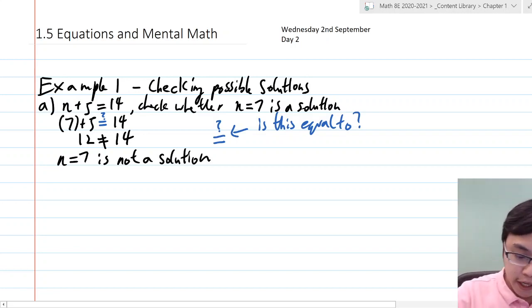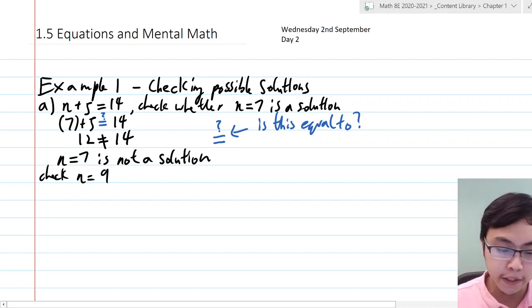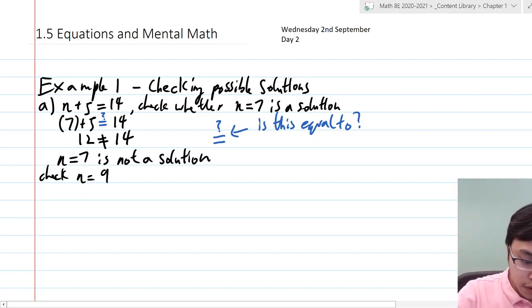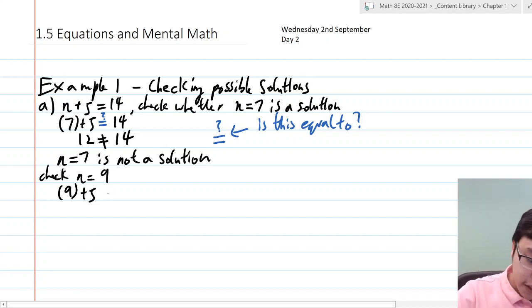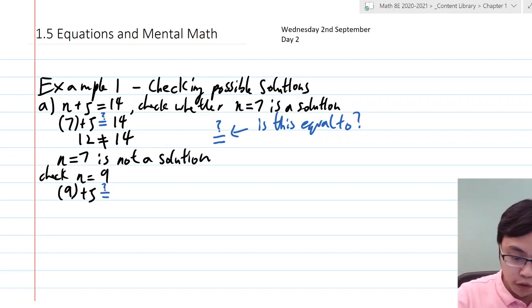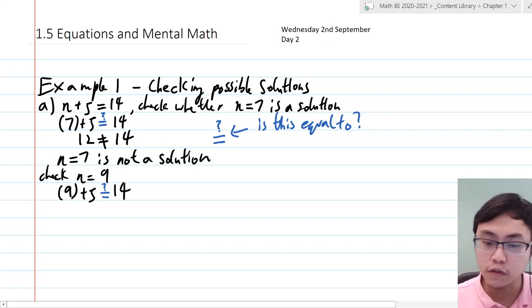So now we want to check for n equals 9. What are we going to do? We first substitute in 9 here, 9 plus 5, and I don't yet know whether that is equal to 14. So again, I put that equal sign with a question mark on top, whether that is equal to 14 or not.